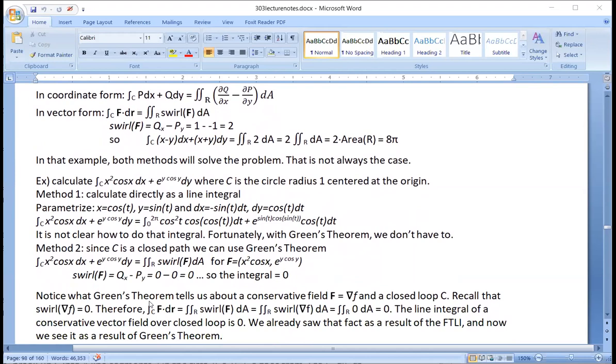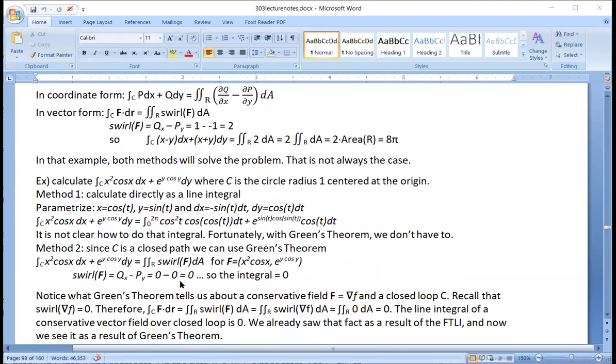So now, as a side comment, let's take a lesson from that. Look at what Green's theorem tells us about a conservative vector field. If the swirl is 0, then we know that it's a conservative vector field.